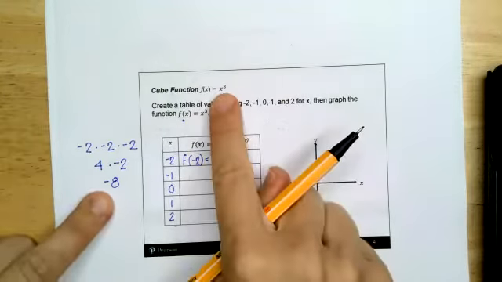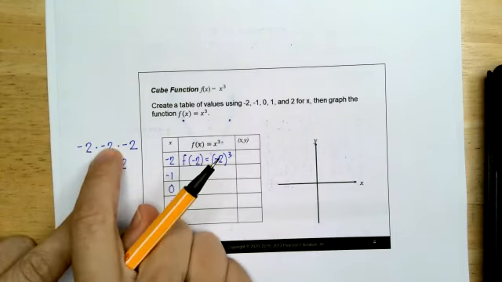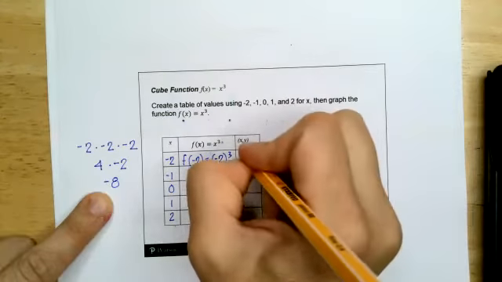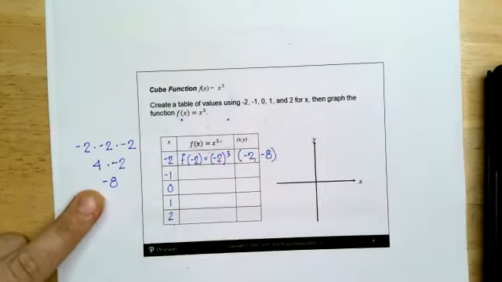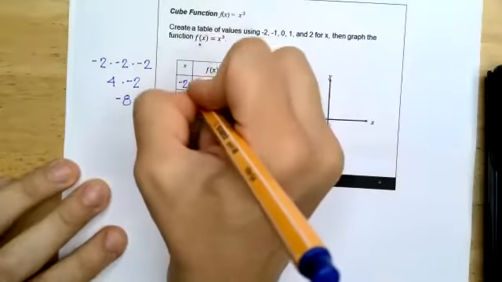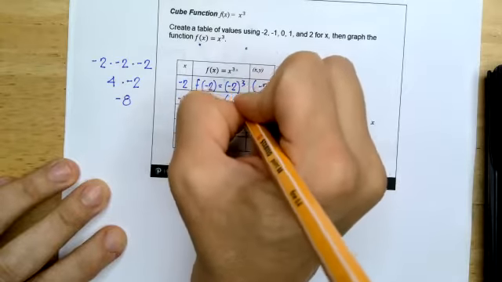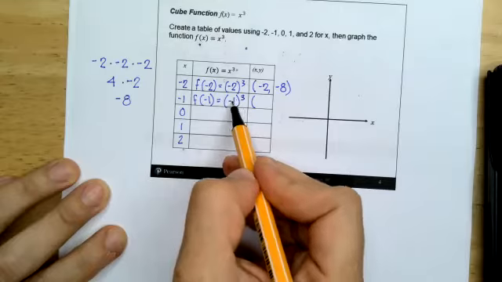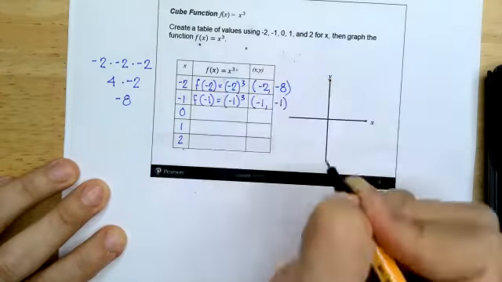So the cube function, if you put in a negative, you get out a negative, because a negative times a negative is a positive, but that positive times the negative is another negative. So that is -2, -8. Good? Just some general rules to keep in mind. -1, so -1 cubed. -1 times -1 is a +1. +1 times -1 is a -1. So -1, -1.